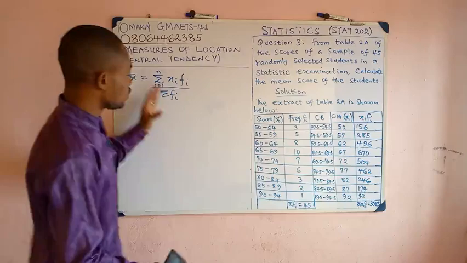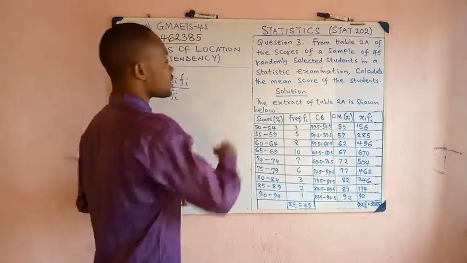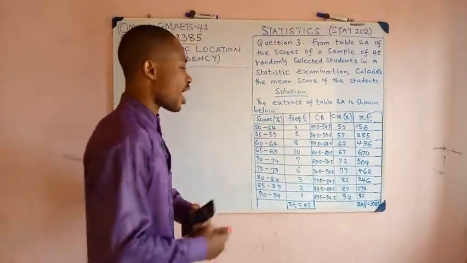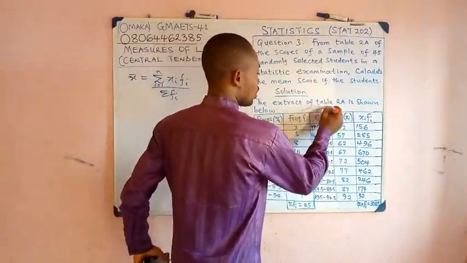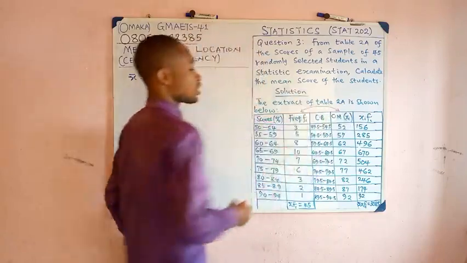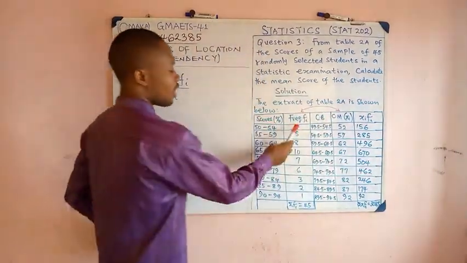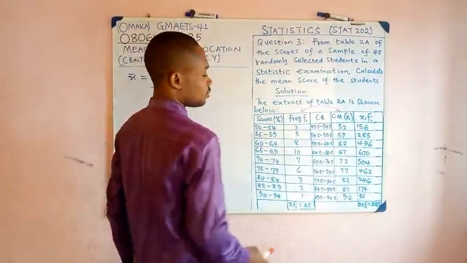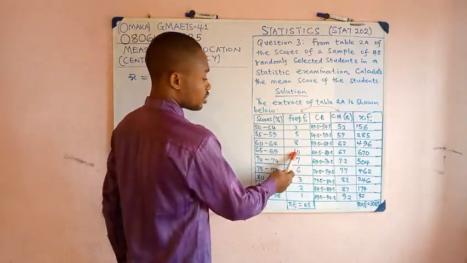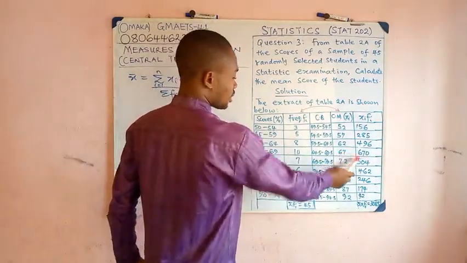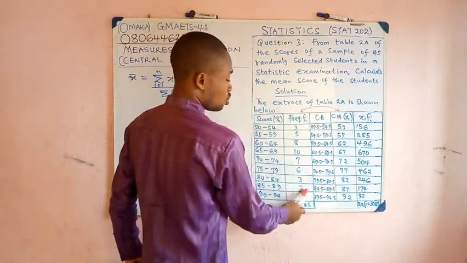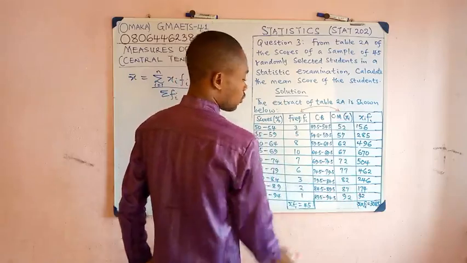So all you need to do using this formula now is to multiply your xi by fi. These are the two columns you really need. So you multiply this value by this value. For example, 156 is obtained from 3 times 52. Look at this, 670 is obtained from 10 times 67. What about this 174? It is 2 times 87, you get 174.